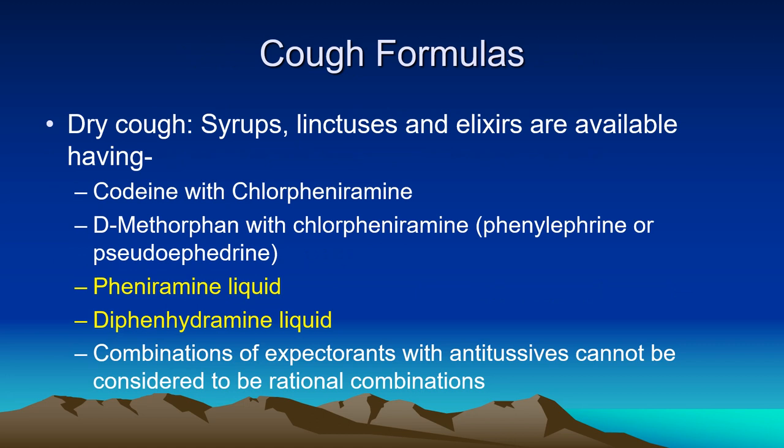Now, lastly, a word about the cough formulas. A large number of syrups, linctuses, elixirs are available, and it is a very, very big market actually, available over the counter. But these actually contain two things: cough suppressant with expectorant together, which cannot be considered a rational combination. If there is a single ingredient liquid, it can be considered rational. For example, pheniramine liquid, diphenhydramine liquid can be considered as rational drugs. Otherwise, these combinations of expectorants with antitussives cannot be considered rational.